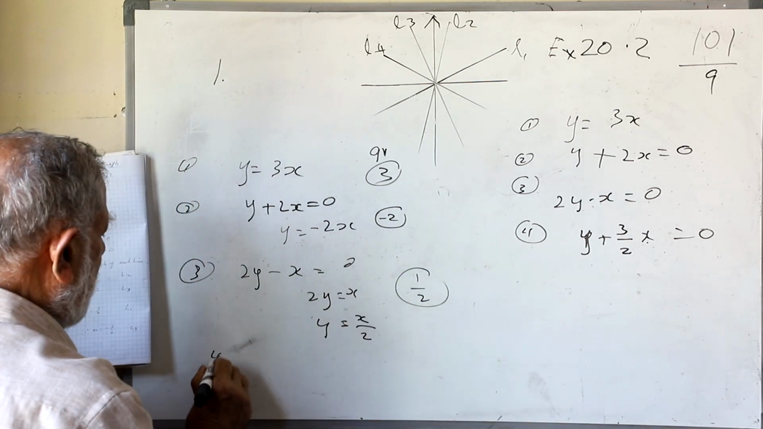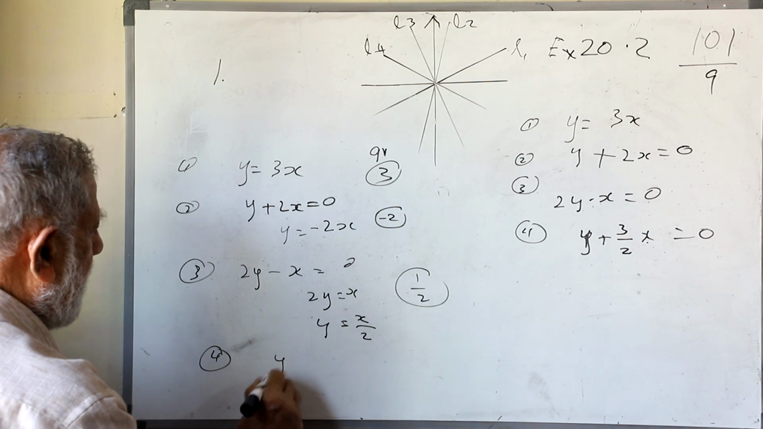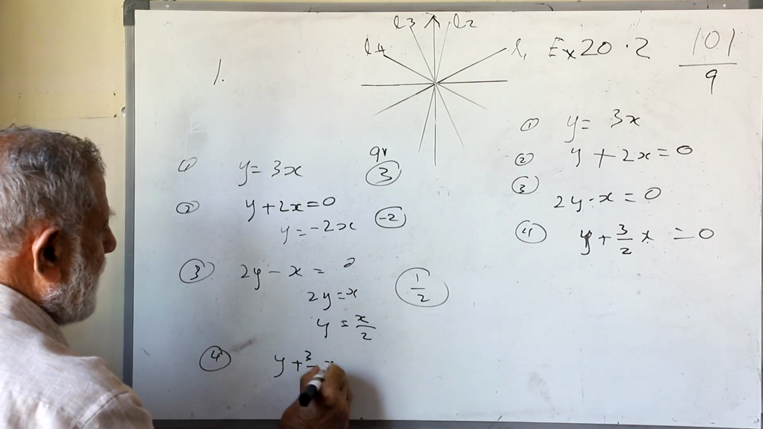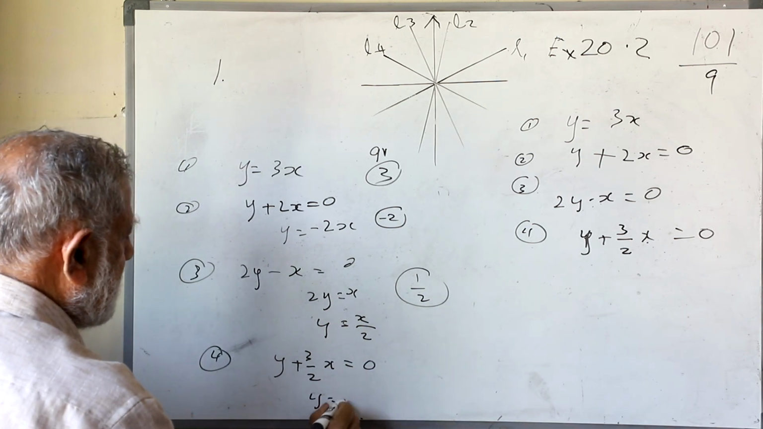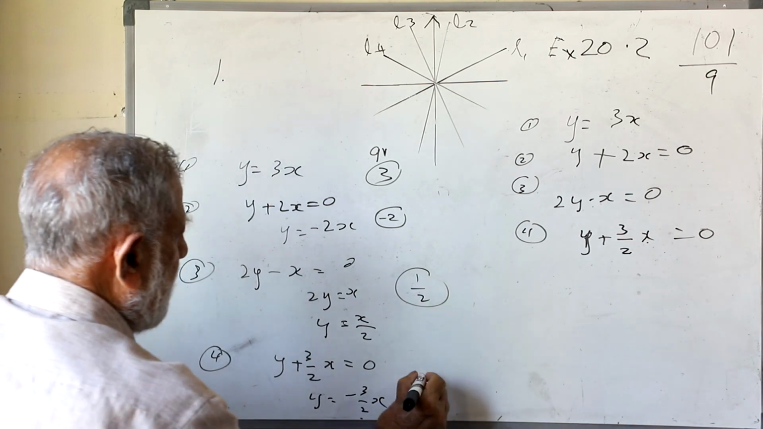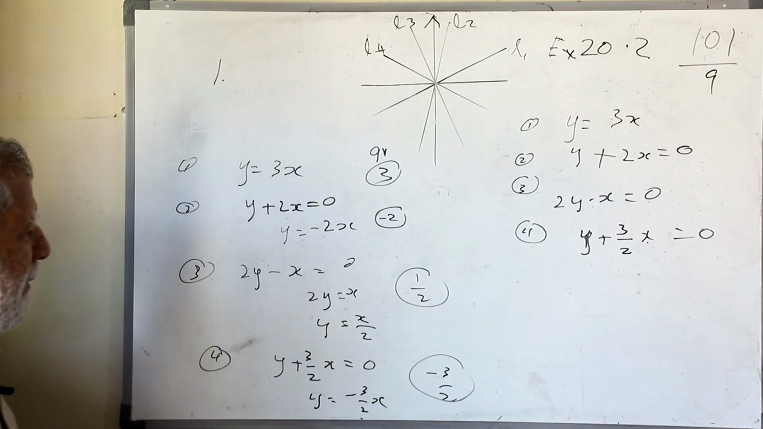And the fourth one, y plus 3 upon 2x equals 0, y equals minus 3 upon 2x. So the gradient will be minus 3 upon 2. So we have found the gradients of each and every line.